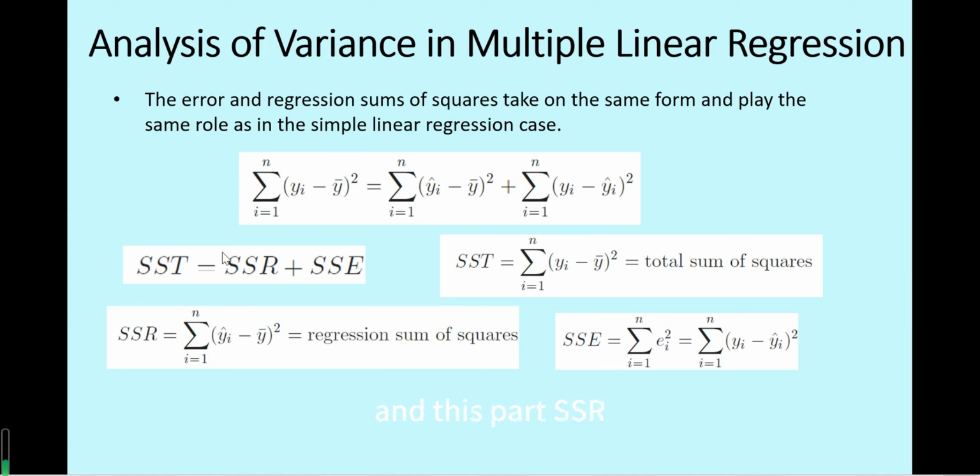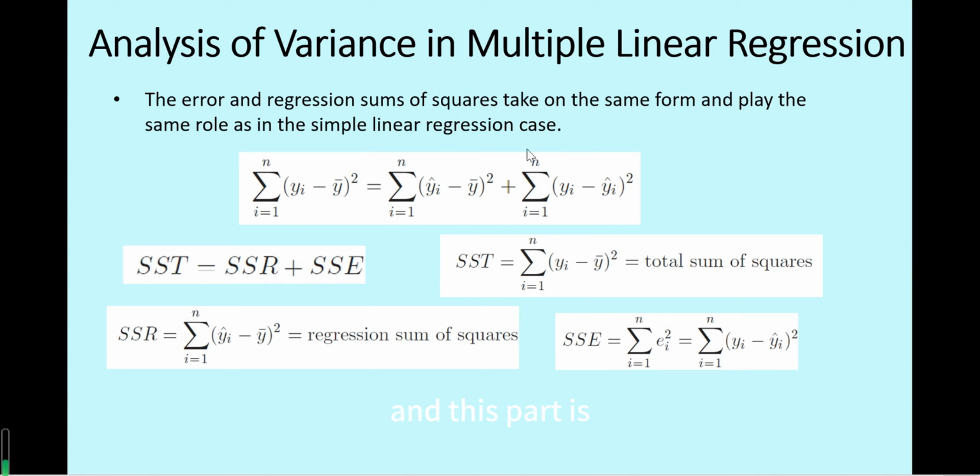In SSR, y hat is the value on the regression line, the fitted value of y. So SSR is the sum of squares of the differences between the fitted values and the mean value. This is the model's power to capture the variation of y.